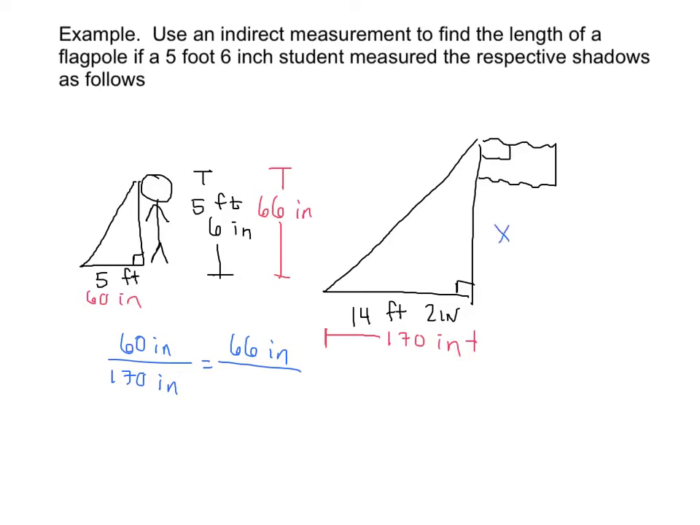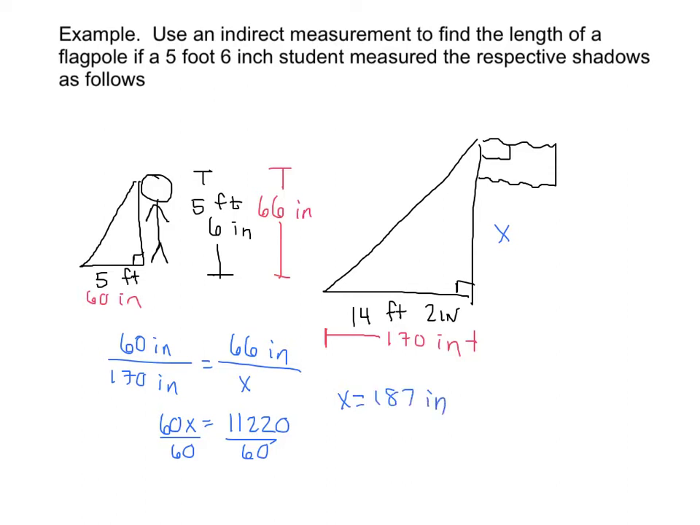So let's go ahead and call that X. And we could have put the flagpole both on top or both on bottom, as long as the flagpole and the man are consistent. And now to solve this, we need to cross multiply. We do 60x is equal to, multiply those big numbers, and you're going to get 11,220. Dividing by 60 then gives us x is equal to 187 inches.